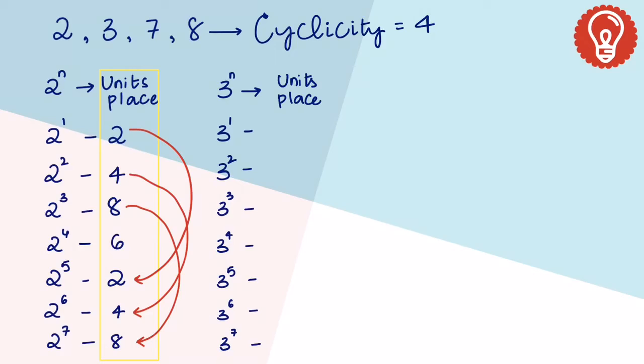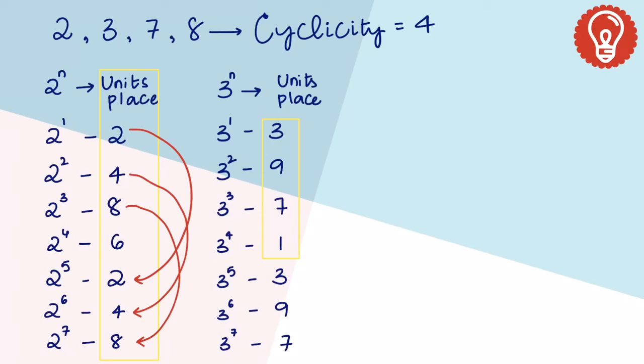Similarly, the pattern for 3 power 1 is 3, 3 power 2 is 9, 3 power 3 is 7, 3 power 4 is 1, 3 power 5 is again 3, 3 power 6 is 9, 3 power 7 is 7.